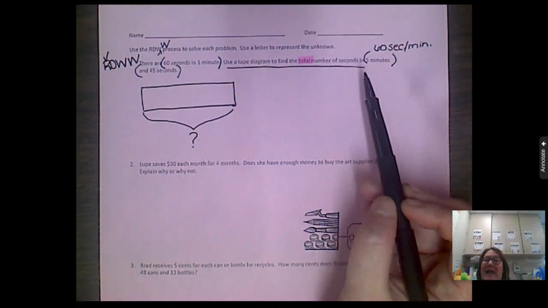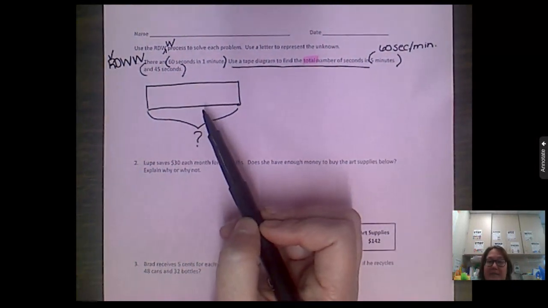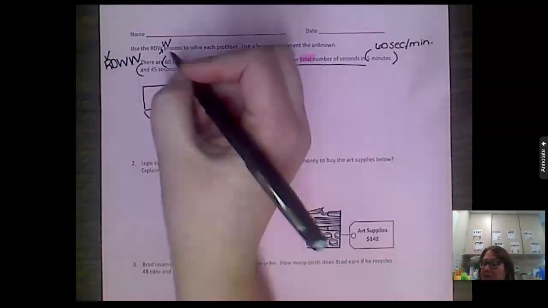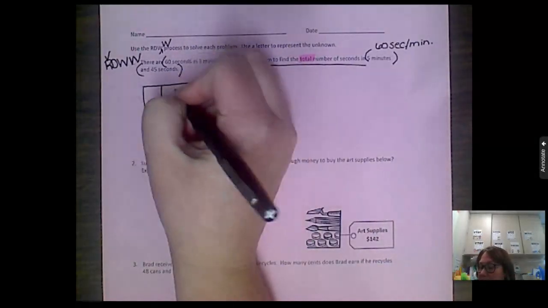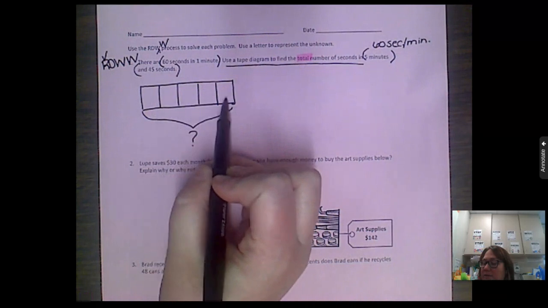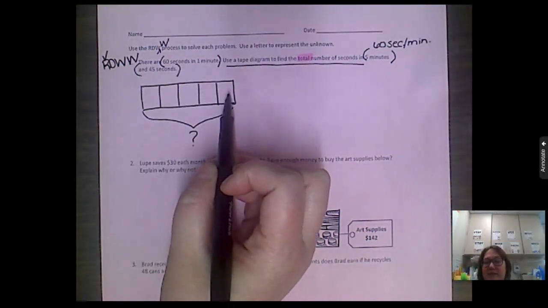So if there's 5 minutes, how many parts am I going to put in my tape diagram if I want this to represent the minutes? For 5 minutes, 5 groups, so 4 lines, right? So 1, 2, 3, 4. And that gives me 1, 2, 3, 4, 5. There's my 5 minutes. And how many seconds are in a minute? 60. So I'm going to put 60 in each group here.